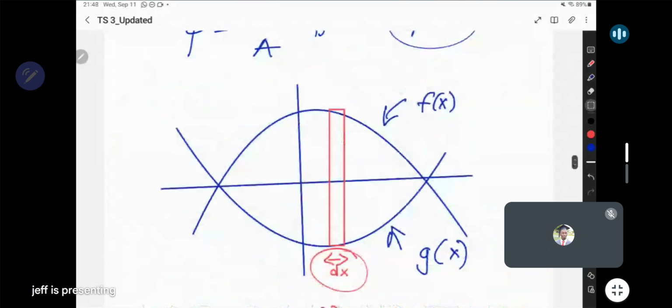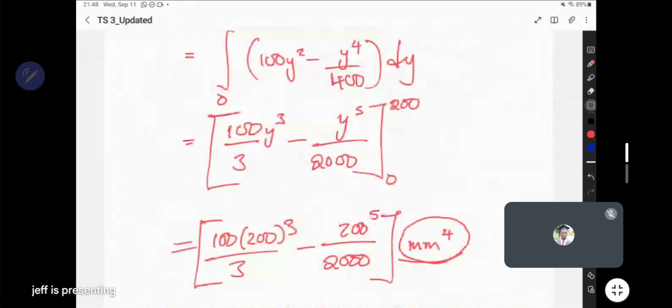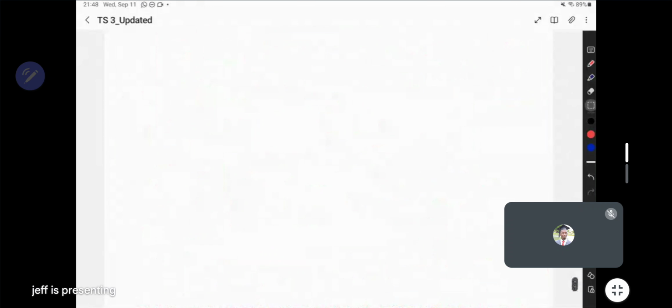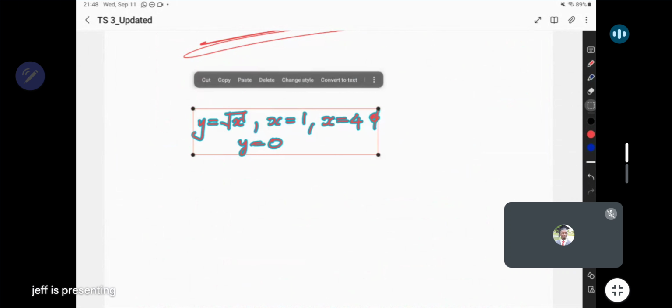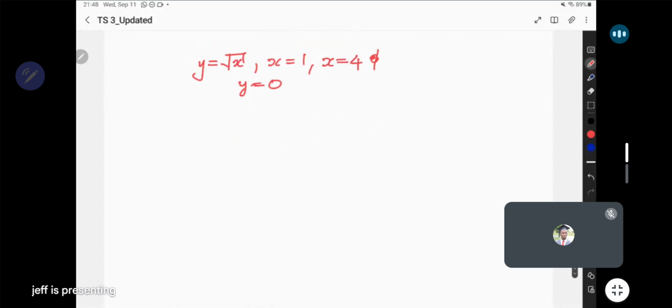Let's see. First thing, of course, you want to picture your problem. How is it going to look? So in creating the sketch, let's have the equations, the boundaries. These are the parameters we're working with. So let's create that sketch.